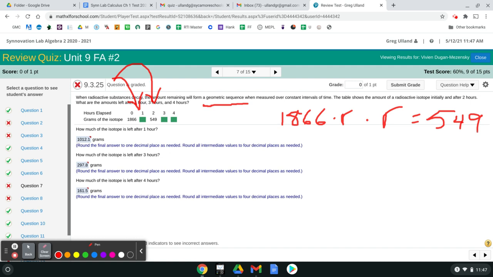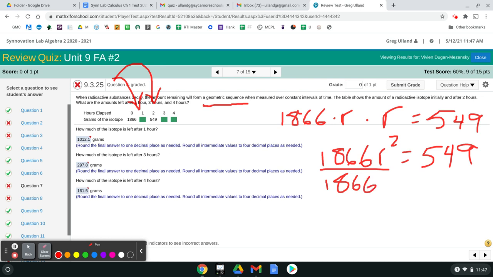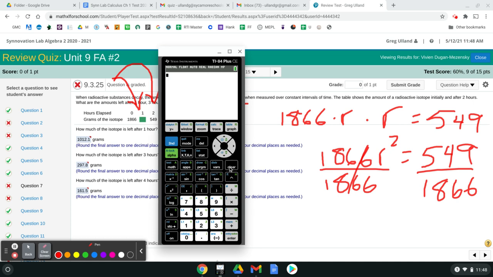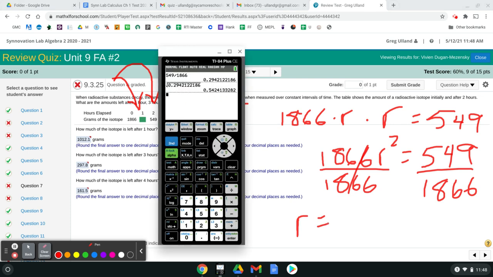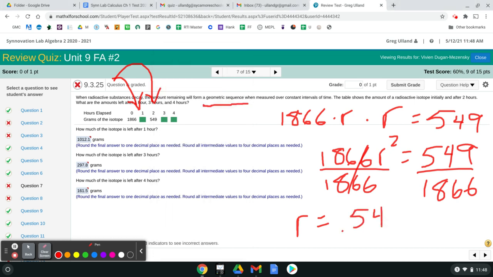Now, r times r is r squared. Solving for r, so we're going to divide by 1866. And so you get r squared is 549 divided by 1866. So that's r squared. So now we want to take the square root of that. And the best way to do that is just go up there and highlight it and hit enter. So now I know that r is 0.542413.